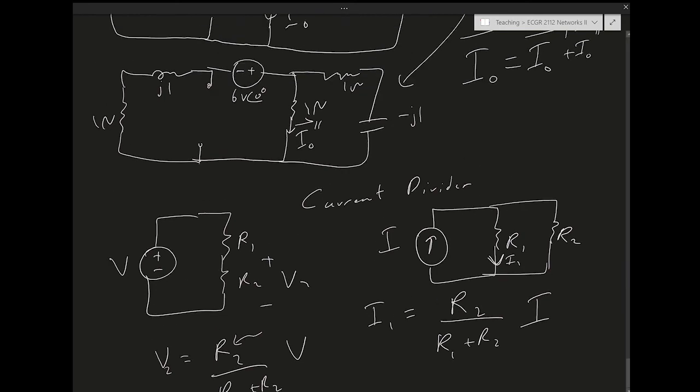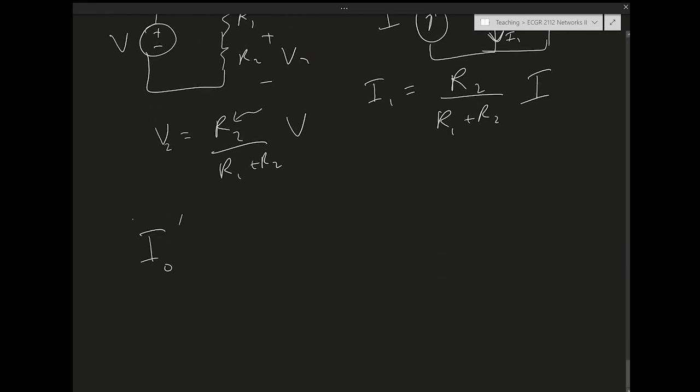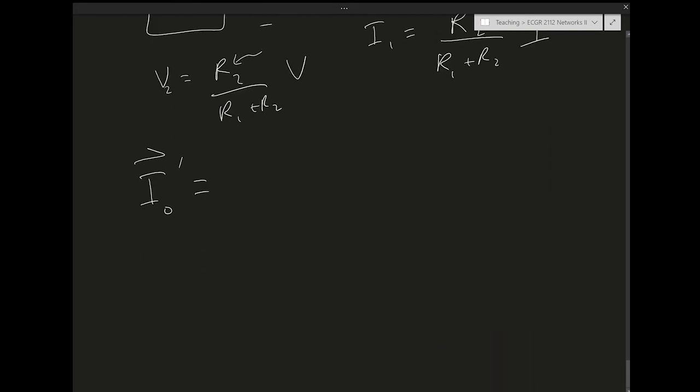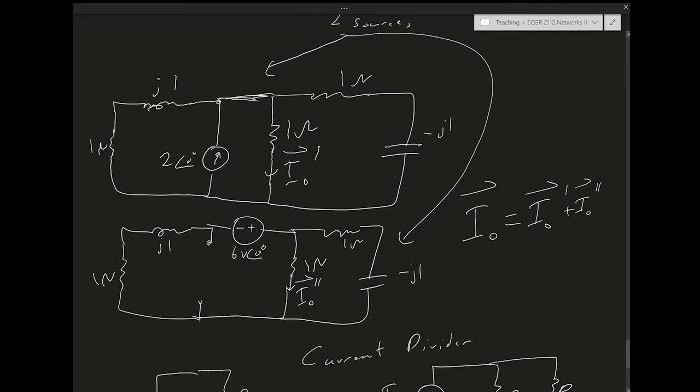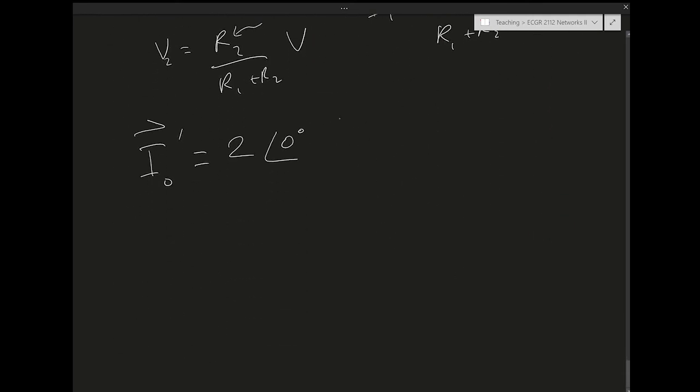Okay, so let's apply current divider. I0 prime is just going to be, well, the current is going to be 0 degrees, right? And then we have to take the equivalent resistance of everything except the 1 ohm where I0 prime is passing. So it's going to be 1 minus j in parallel with 1 plus j. It's going to look something like this.